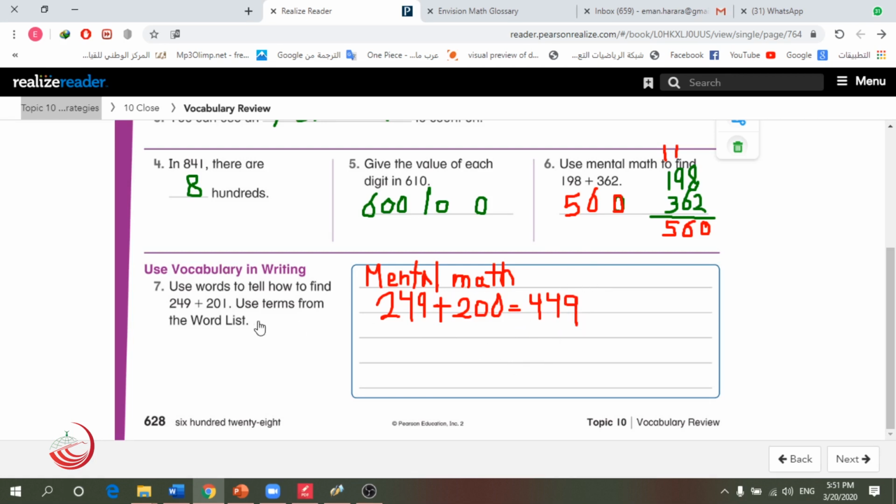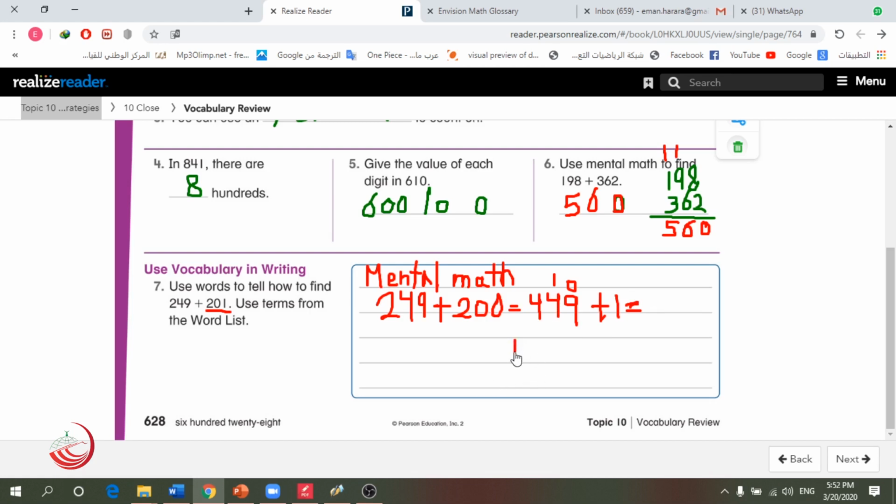449. But look, we still have 201. So we should add the 1 here. Plus 1. So now let's add now the 1 to the 1s here. 1 plus 9, it will equal what? 10. I will put the 0 here and the 1 here. So 1 plus 4, it will be 5. And the 4, it will stay the same.